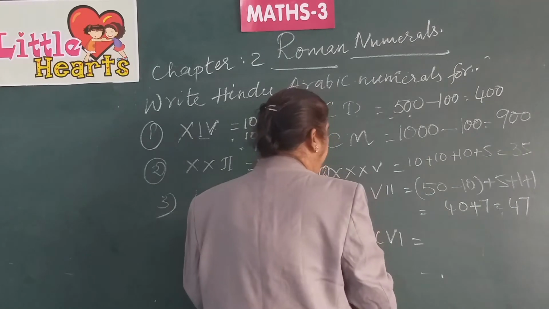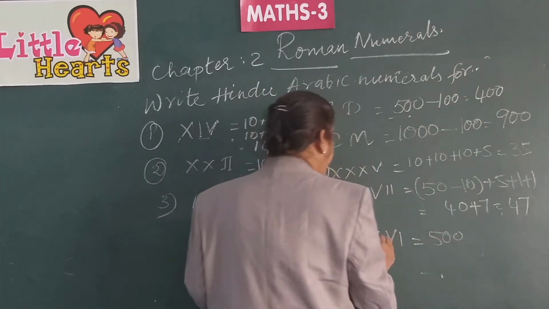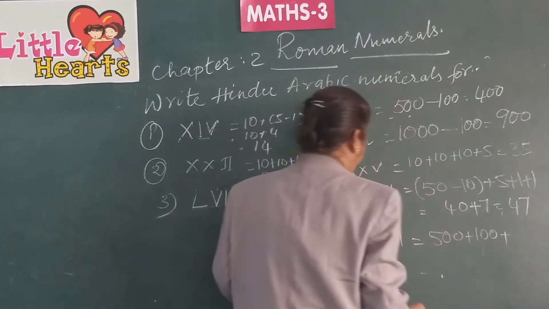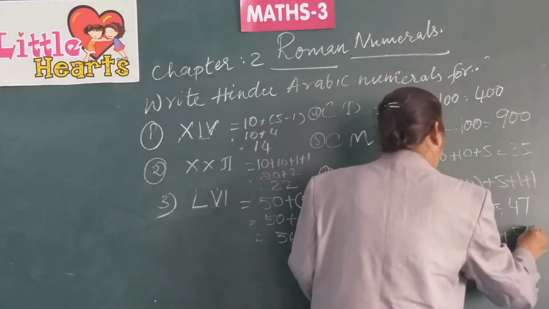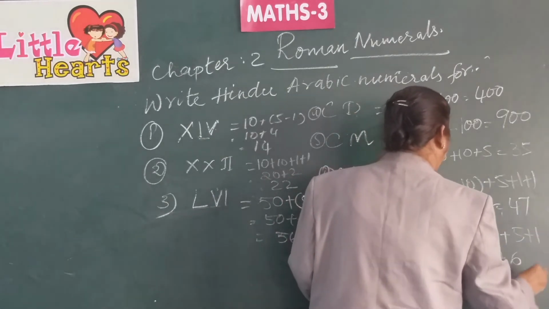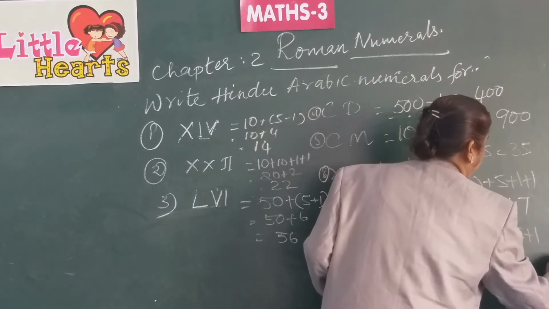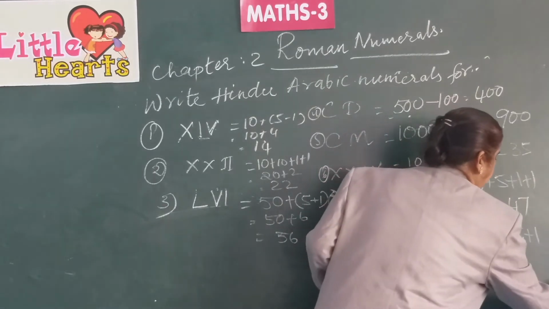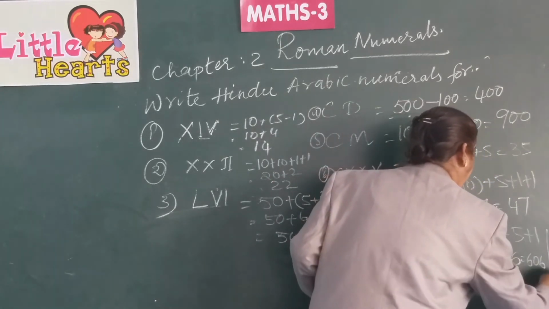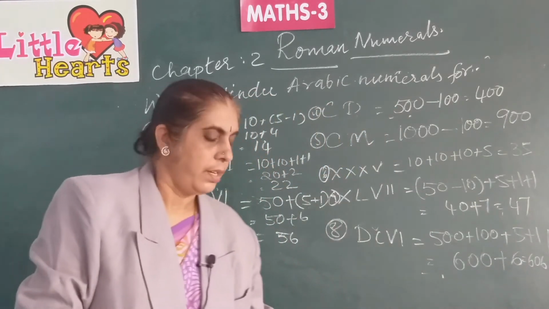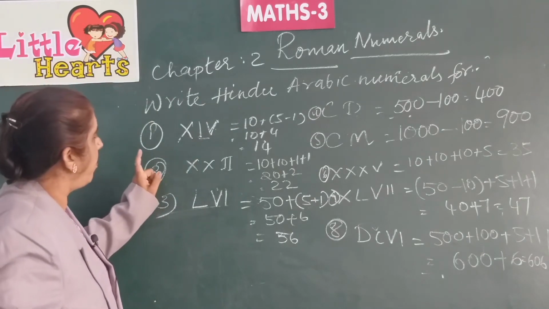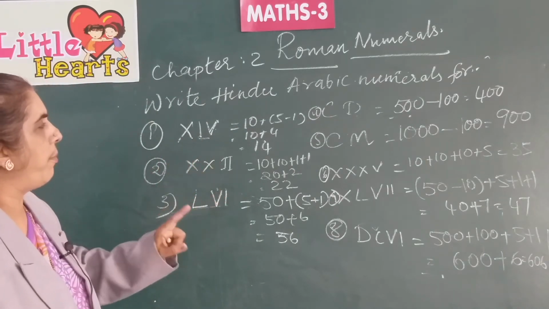DCVI. D is 500 and C is to the right side of this, so plus 100, plus V is 5, plus 1. 600 plus 6, 606 is the answer. So, in this way, you can convert Roman numerals to Hindu Arabic numerals.